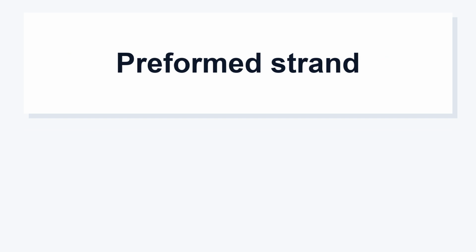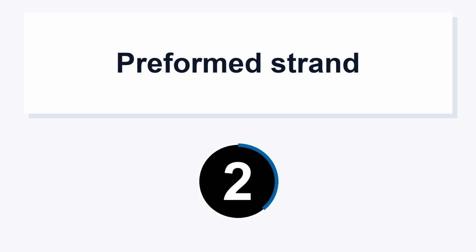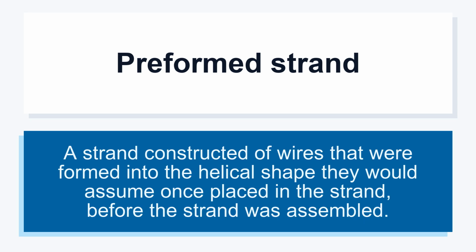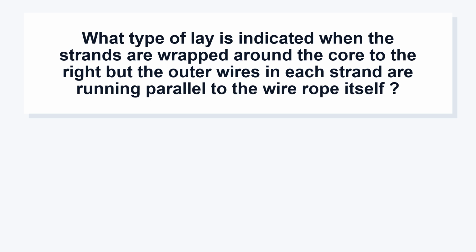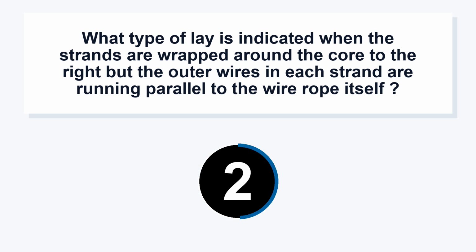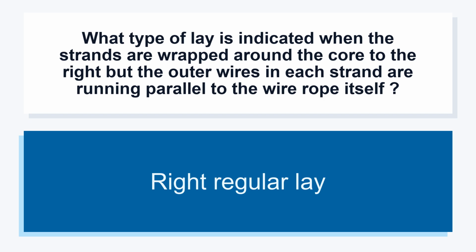Preformed strand. A strand constructed of wires that were formed into the helical shape they would assume once placed in the strand, before the strand was assembled. What type of lay is indicated when the strands are wrapped around the core to the right but the outer wires in each strand are running parallel to the wire rope itself? Right regular lay.